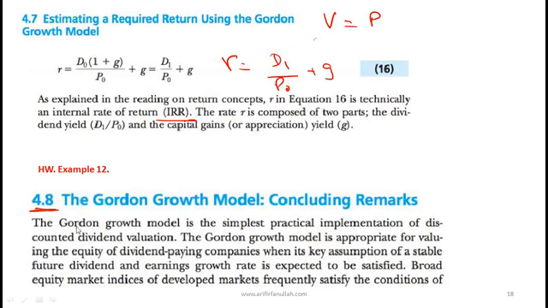Okay, the final remarks: I've taken the most relevant, important excerpts from every section in the curriculum. So the Gordon growth model is the simplest practical implementation of discounted dividend valuation. The Gordon growth model is appropriate for valuing the equity of dividend-paying companies when its key assumption of stable future dividends and earnings growth rate is expected to be satisfied. Okay, broad equity market indices of developed markets frequently satisfy these conditions.